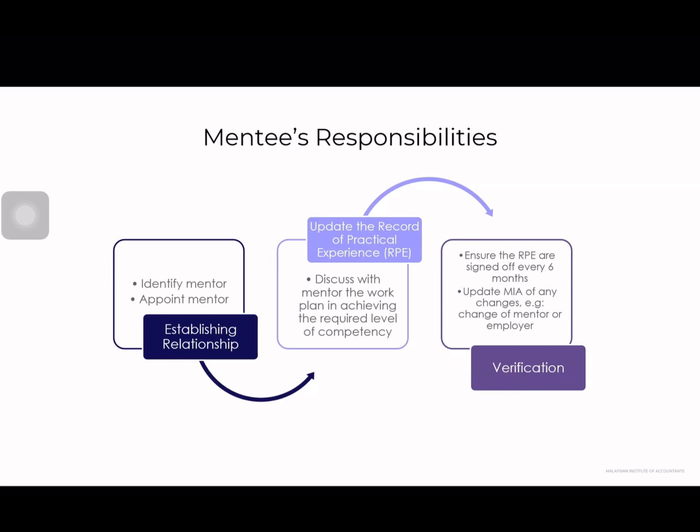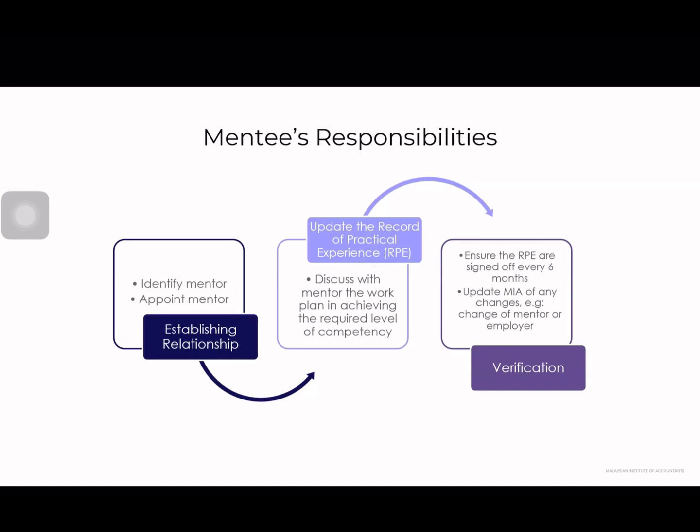Then every 6 months you meet them, according to the MIA CARE guideline, and then you have to update the RPE, and the mentor has to approve. So this is 36 months, so you need to update the RPE 6 or 7 times. That's very, very important. So this is your challenge also. You have to remind your mentor, kindly update.